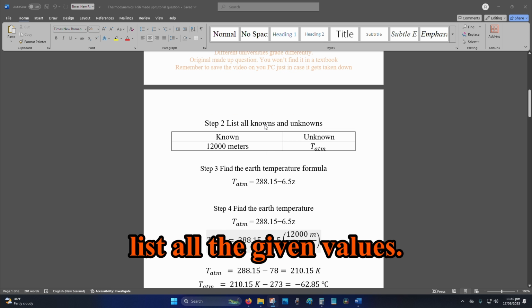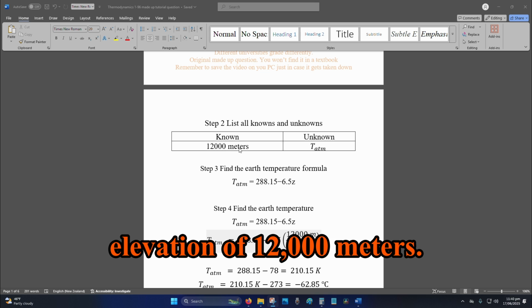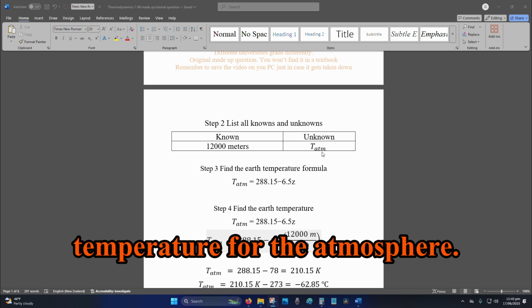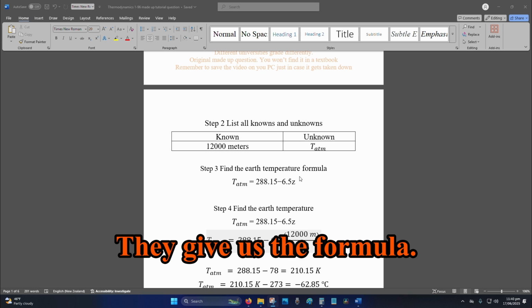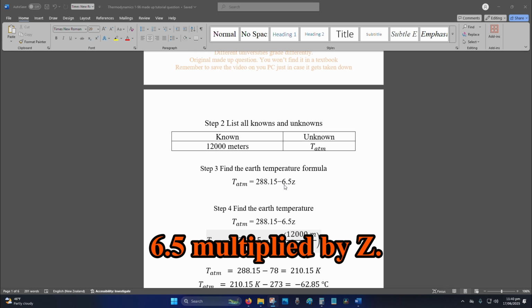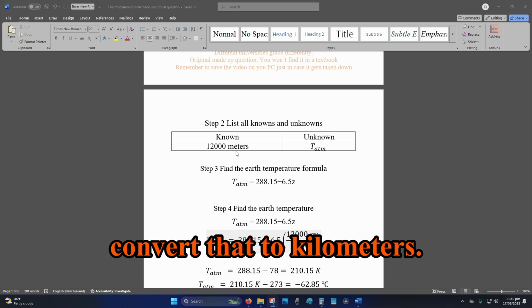Step 2, list all the given values. So they give us the elevation of 12,000 meters. We're trying to find the temperature for the atmosphere. They give us the formula, so it is TATM is equal to 288.15 minus 6.5 multiplied by Z. In this case, they give us Z, which is 12,000 meters. We're going to have to convert that to kilometers.